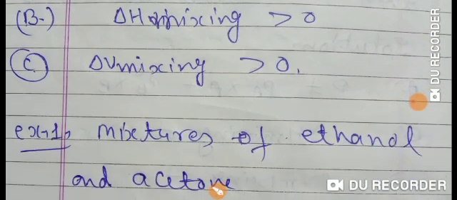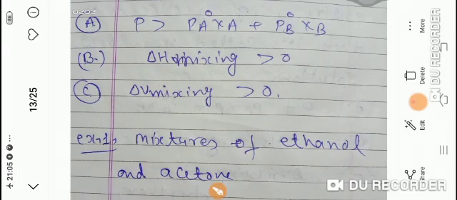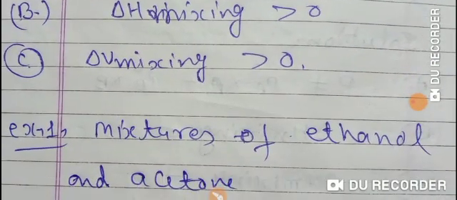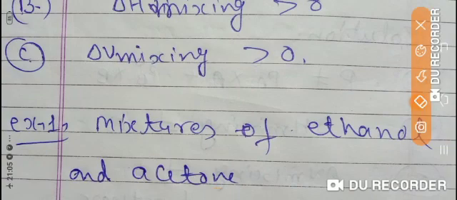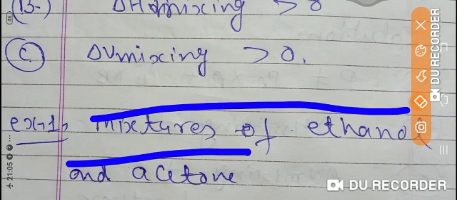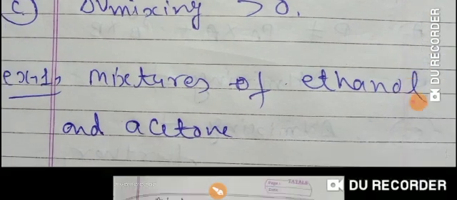Okay, what are the examples of that? Look at the examples. Example 1 is the mixture of ethanol and acetone. When you take the mixture of ethanol and acetone, then the resulting solution is a non-ideal solution with positive deviation. Come to the other example of positive deviations.